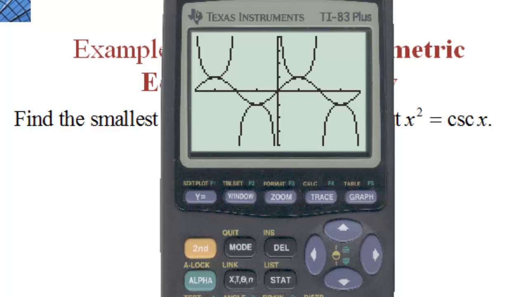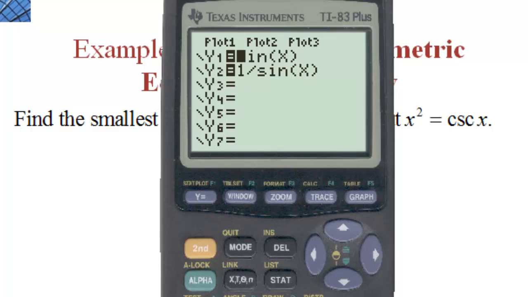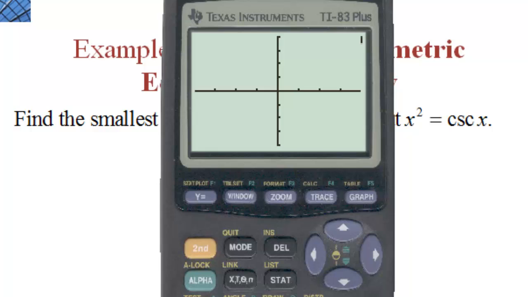Now let's go back. We'll take off the sine function. We don't need that one in our problem. I just wanted to put that on to show you. Let's put in x squared and graph that.